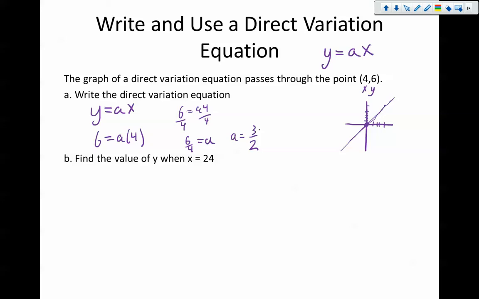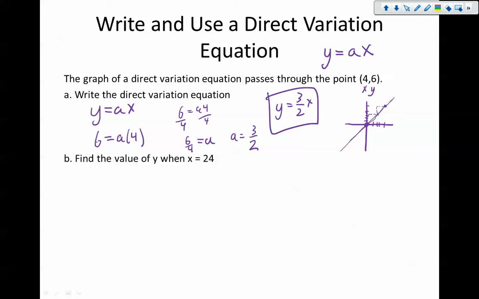So my constant of variation, or my slope, is 3/2. If I went up 3, right 2, up 3, right 2, up 3, right 2, notice that I get to that point. That's my line. So what's the equation of this line? Well, it's y equals 3/2 x. So that's my final answer.